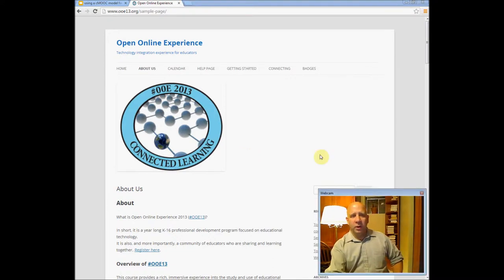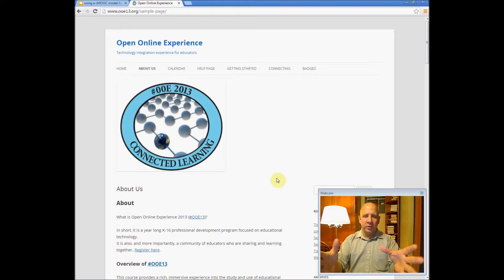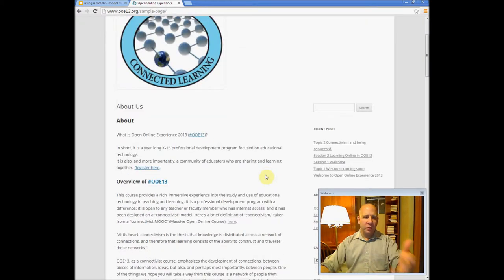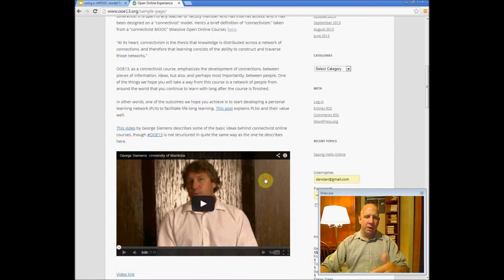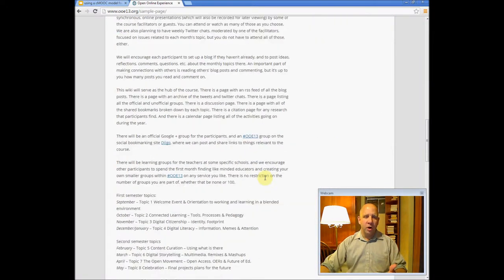And so I've taken this connectivist model and developed the open online experience. And it's not completely original. I really borrowed a lot from a connectivist course in late 2012, I borrowed a lot from the cMOOC group. And the idea that there's a weak center, this website here is kind of the center, the hub. Almost everything will somehow or another funnel through this website. And you can see it on the About Us, I really talk a lot about the philosophy and the structure of the course.